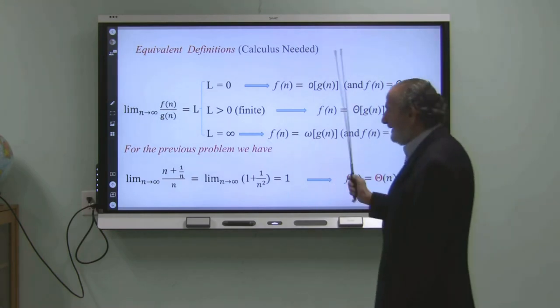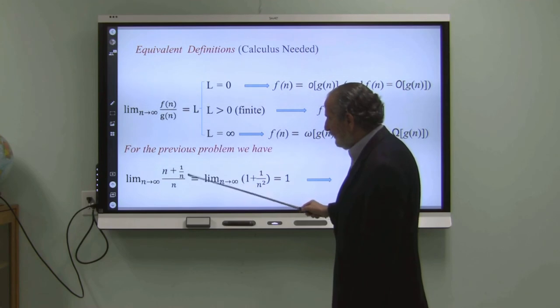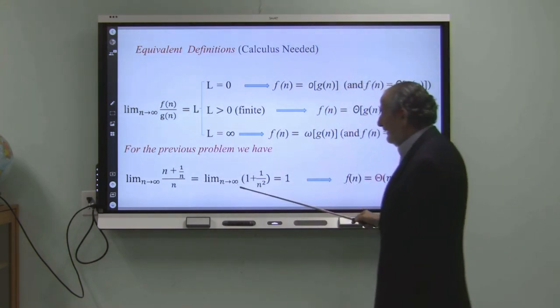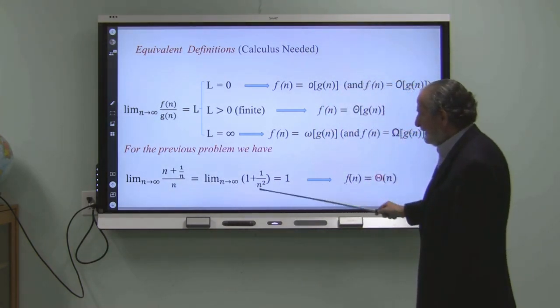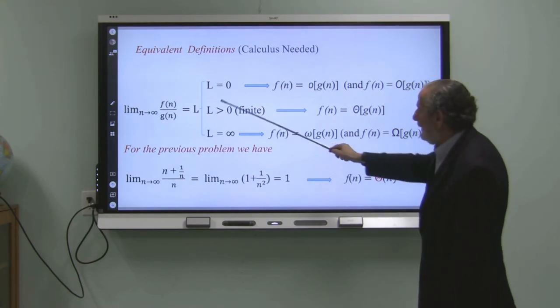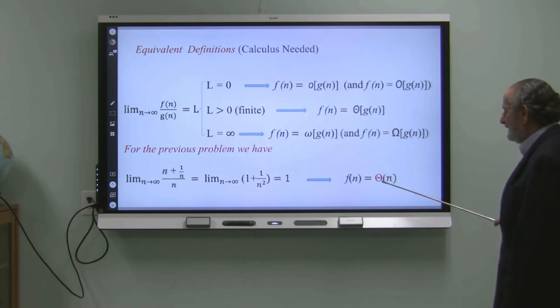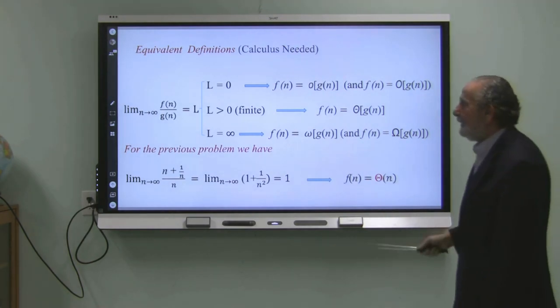If I take the example I did before, I take the limit of (n plus 1 over n) divided by n. The limit here, this will be 0, you get 1. So when I'm in this situation here, therefore f(n) is big theta n, and that's what we showed earlier.